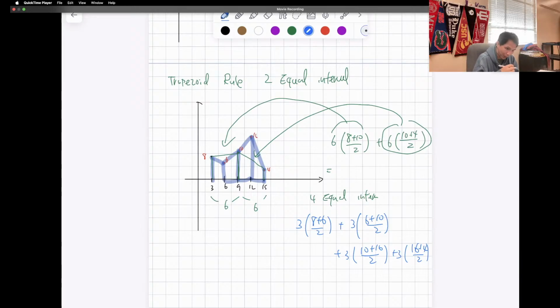Now, remember, on your homework, you might get irregular intervals. So it could be like 3, 5, 9. Then the first interval is going to be 2, right? Because your intervals might not be the same. On your homework, you have to pay attention to the intervals, because they might not be the same. Okay?